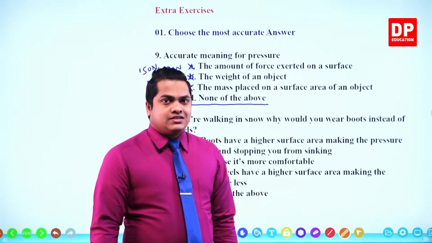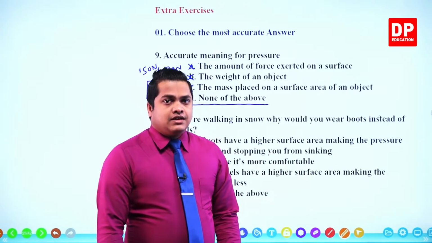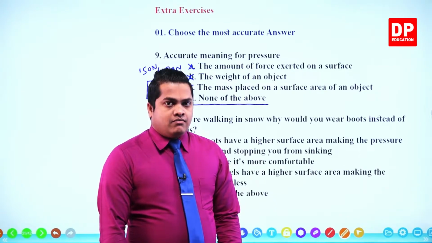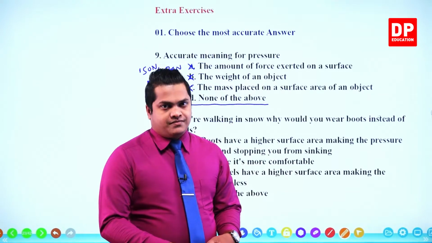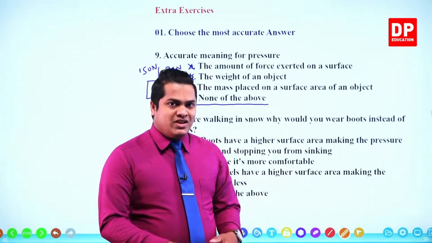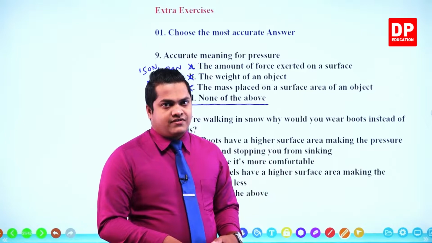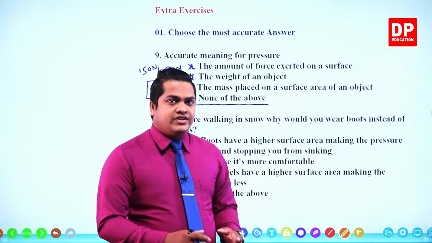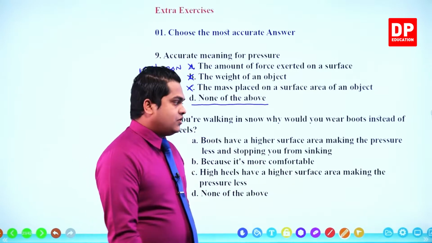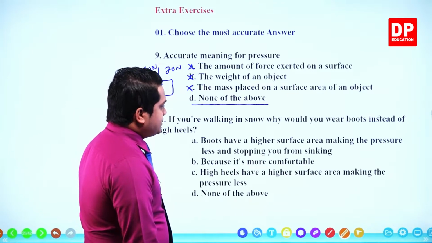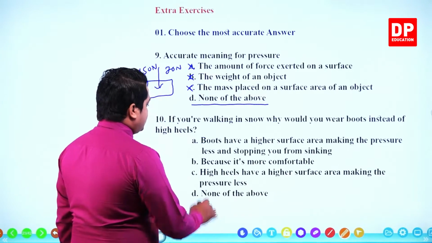So high heels exert a greater pressure as they have a pointed heel. When you are walking on snow, you have to minimize the pressure, not to increase. To minimize the pressure, you have to wear boots. Boots have larger surface area, so it avoids sinking as it exerts a lesser pressure on the ground. So let's go for the answers. Boots have a higher surface area, making the pressure less and stopping you from sinking. Yes, that's the obvious answer.